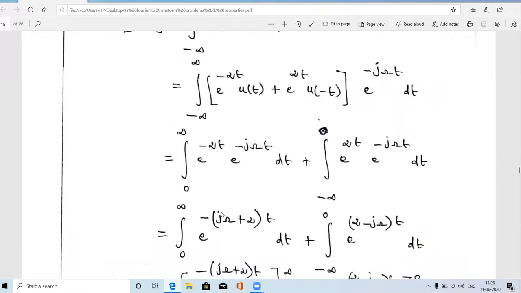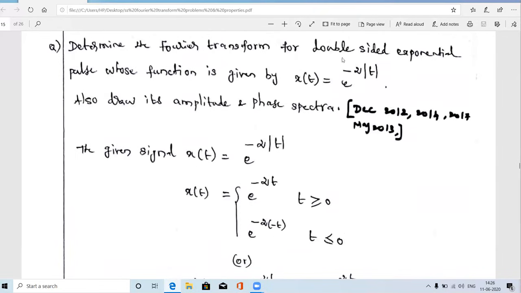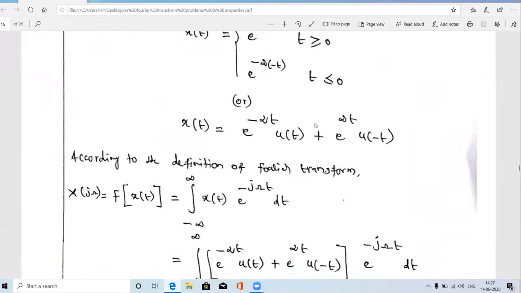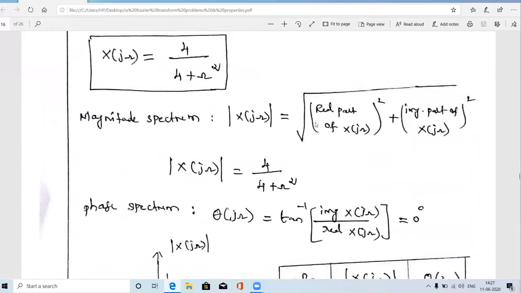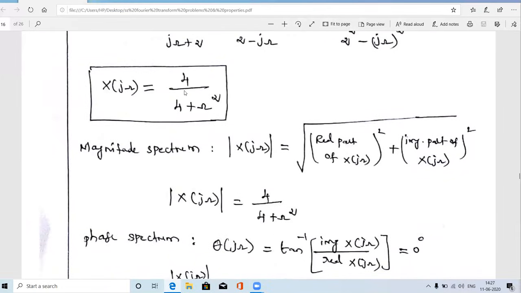So in the question, they are asking to find the Fourier transform of this double-sided exponential signal as well as draw its amplitude and phase spectrum. Okay, so after calculating this x of j omega value, we have to draw the spectrum. So you know the spectrum means it's a graphical representation. The spectrum consists of two things. One is magnitude spectrum or amplitude spectrum, another one is phase spectrum.